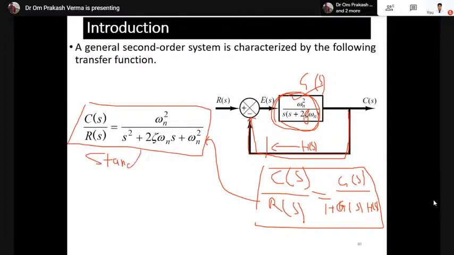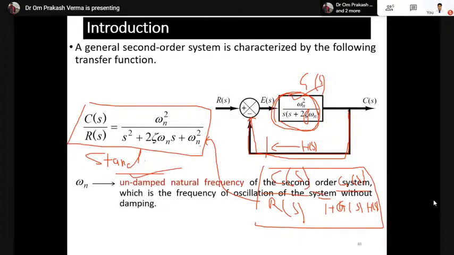So basically, this equation represents the standard form of the second order system, where omega n is nothing but the undamped natural frequency. It is a very important term. What is the meaning of undamped? We will discuss in some moments. So omega n is basically the undamped natural frequency of the second order system, meaning the frequency of oscillation of the system without damping. Undamped means there is no damping. We will see it with some example.